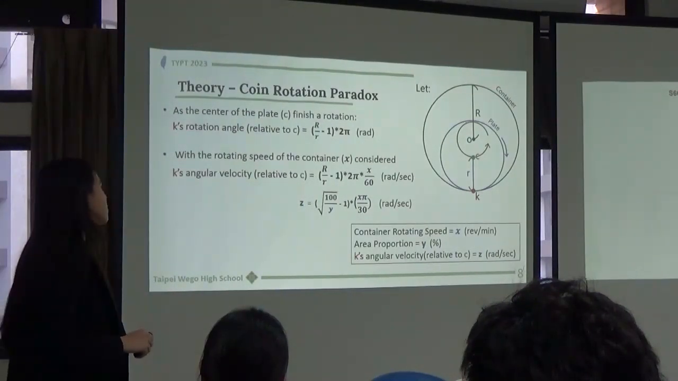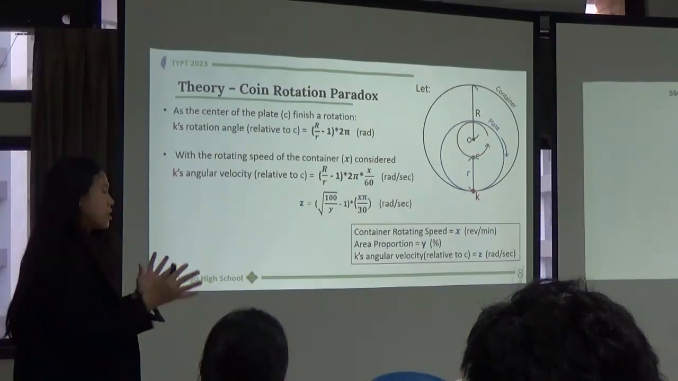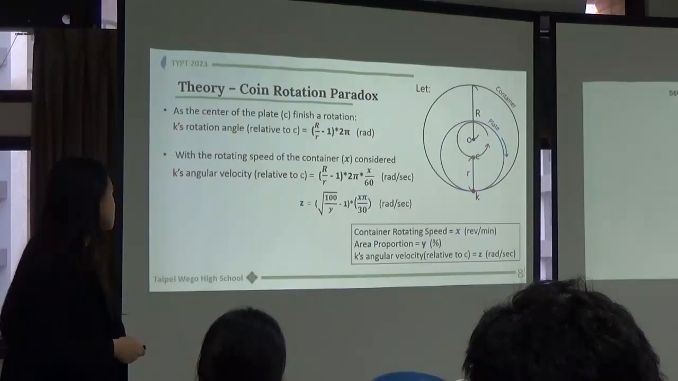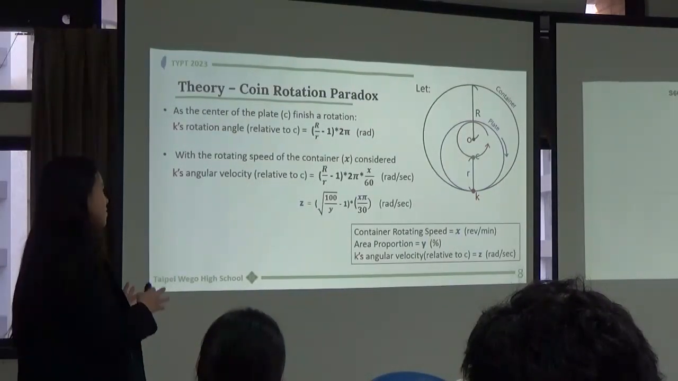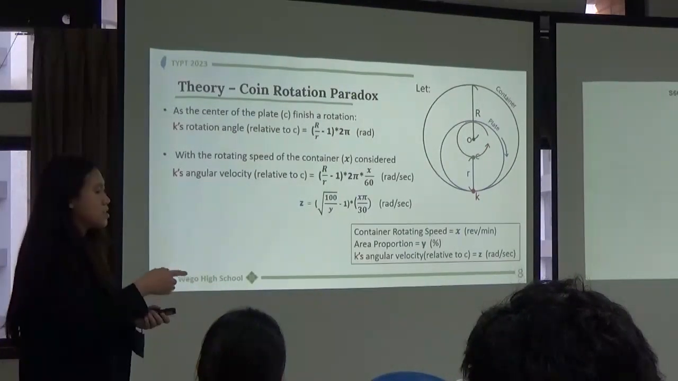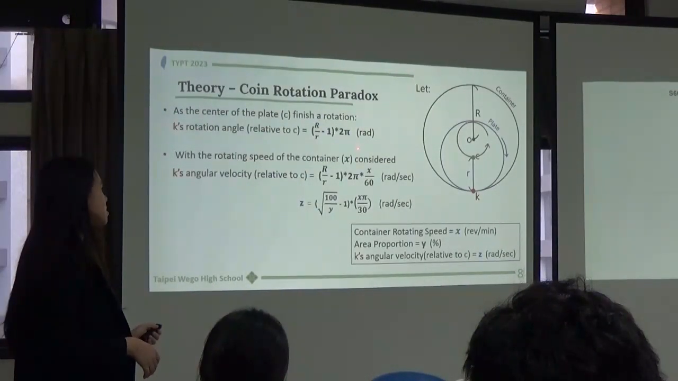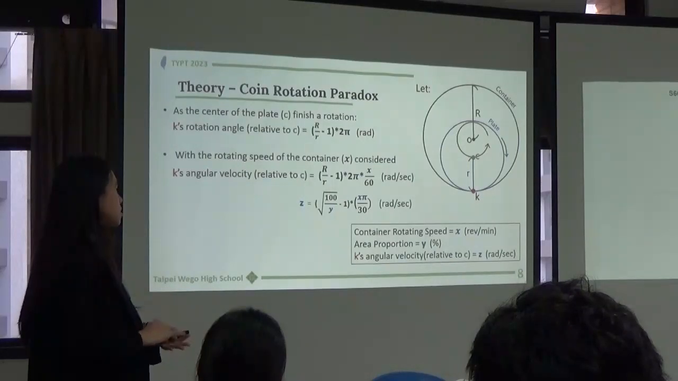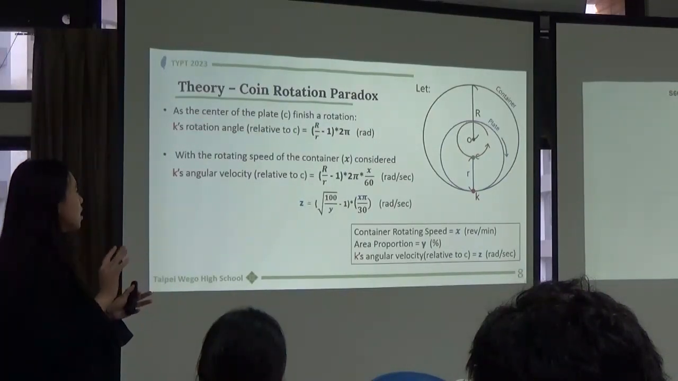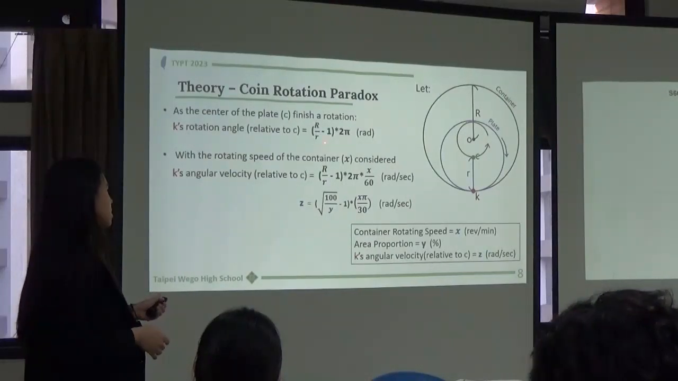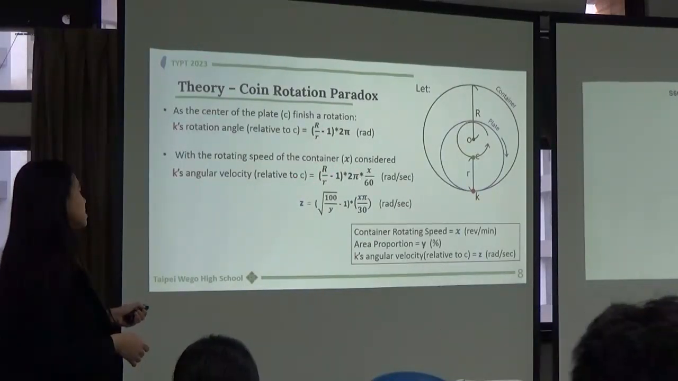So basically, if we use the coin rotation paradox in this case, we could first find point K's rotational angle relative to point C when the plate finishes a rotation, to be the equation as above, which is uppercase R over lowercase r minus 1, times 2 pi, and the unit is radians. And from the first equation, we could then conclude the second equation.